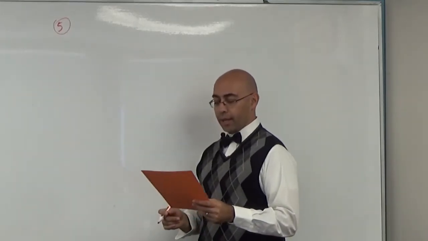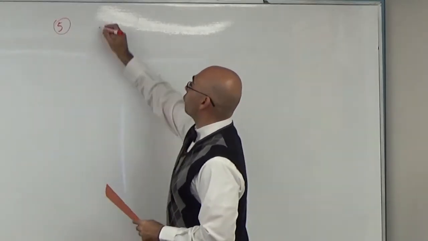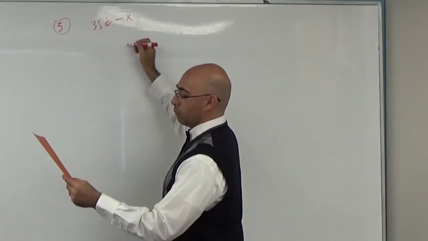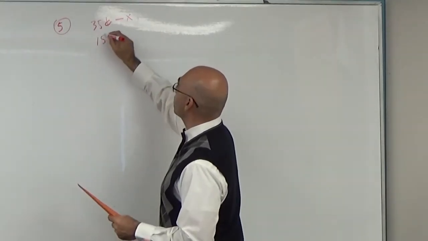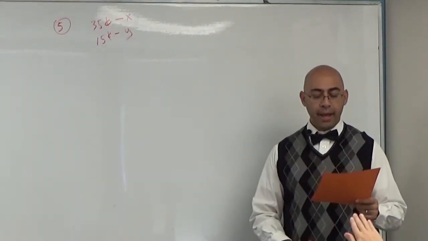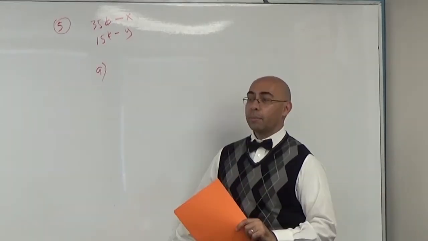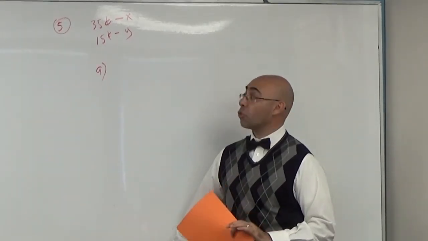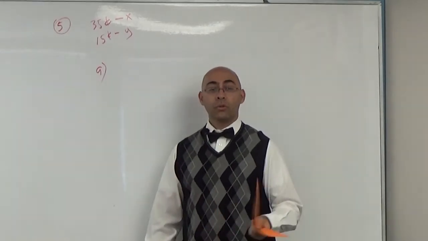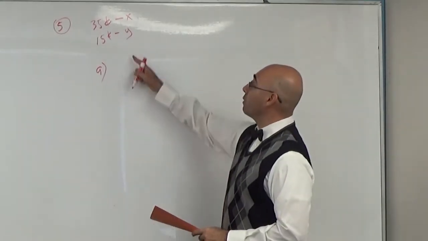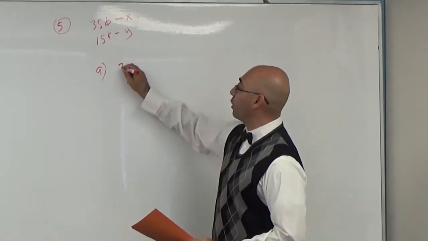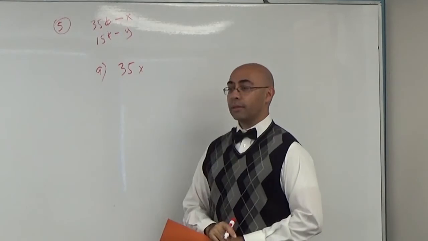Now, number 5A, Sabrina. So 35-cent stamps, she has X of those. For 15-cent stamps, she has Y of them. How much did she pay for the stamps? Let me ask the question. So what if she had 3 35-cent stamps? You would do 35 times 3. So here it just says she has X of them. So we'll do 35 times that.